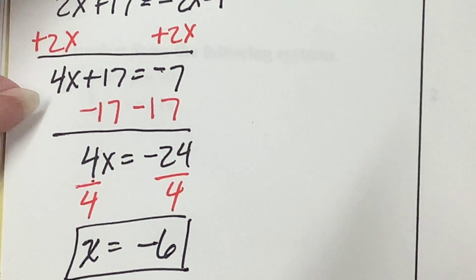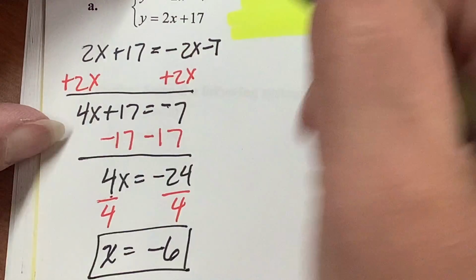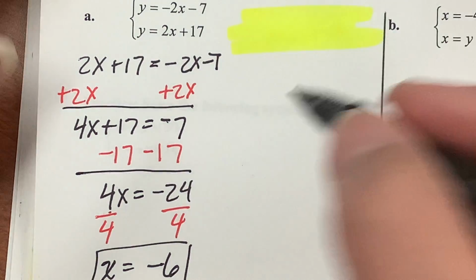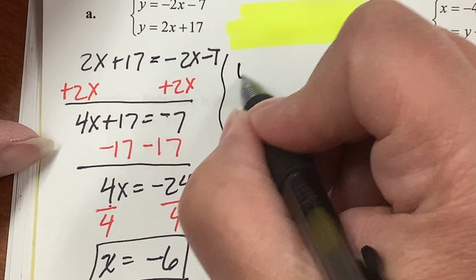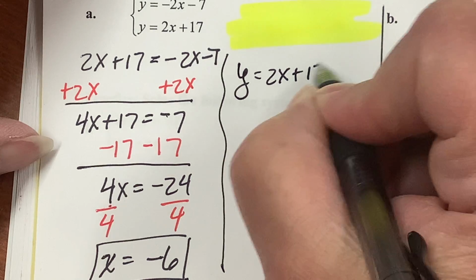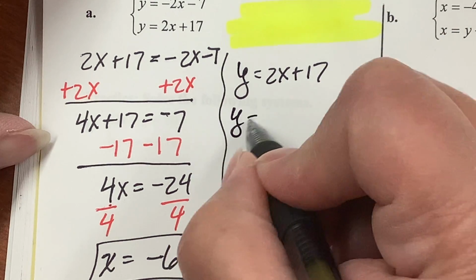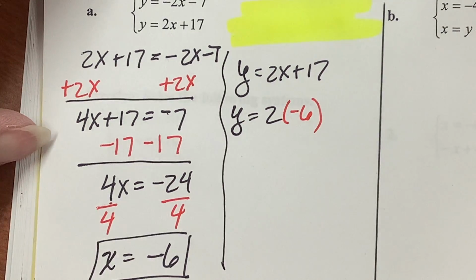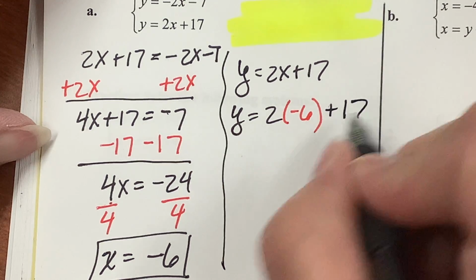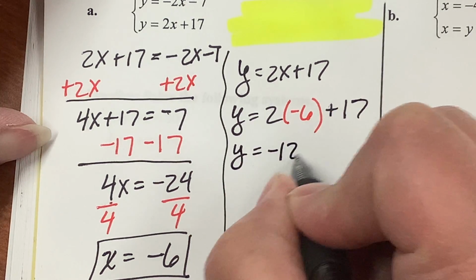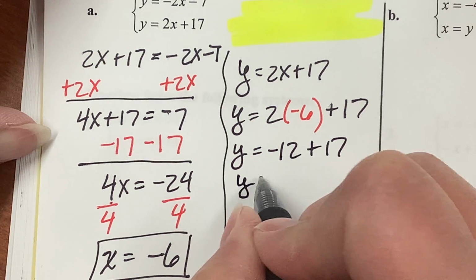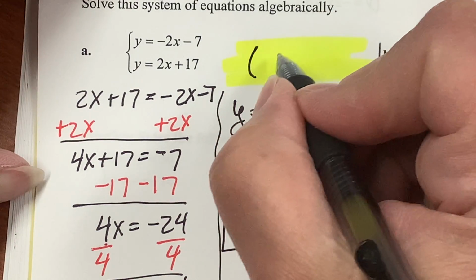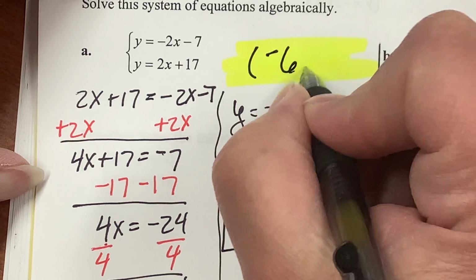X equals negative 6. Now I'm going to pick one of the two original equations. So I have to come back up here and decide which one I want to use. It doesn't matter. I'm going to use the second one. Y equals 2x plus 17. Y equals 2, substitute that negative 6 in, plus 17. Y equals negative 12 plus 17. Y equals 5. Put those together in a parenthesis up at the top. So negative 6, comma 5.